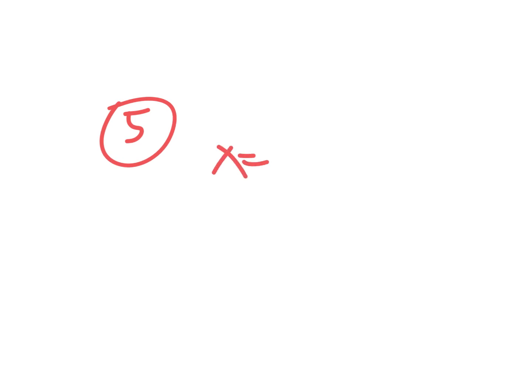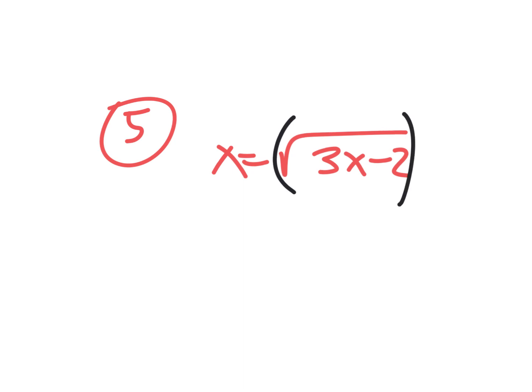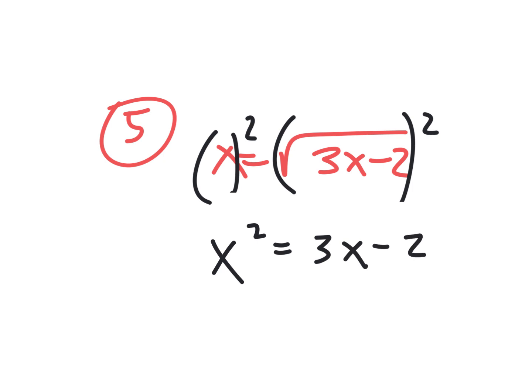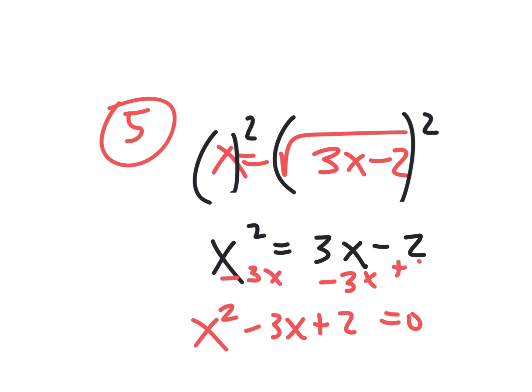It says x equals the square root of 3x minus 2. All right, so if I were you, I'd get your worksheet out here and start working through them. I'd start with number 5 with me here. I'm going to square both sides because that gets rid of the square root. X squared equals 3x minus 2. And then remember to set it equal to 0. X squared minus 3x plus 2 equals 0. I did a quick minus 3x on both sides and a plus 2 on both sides.